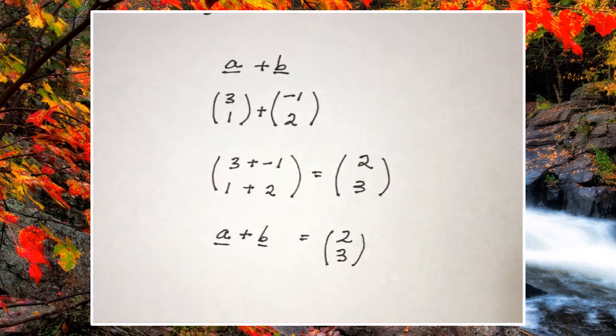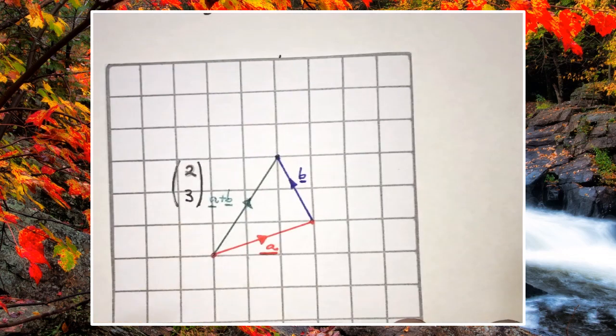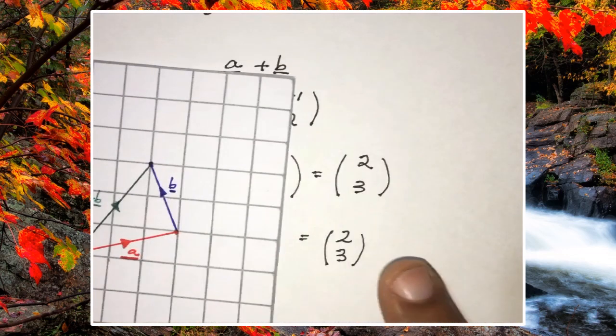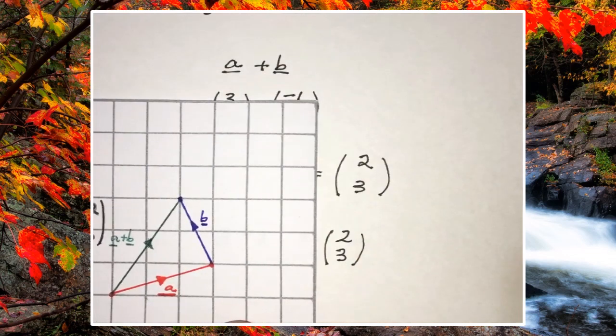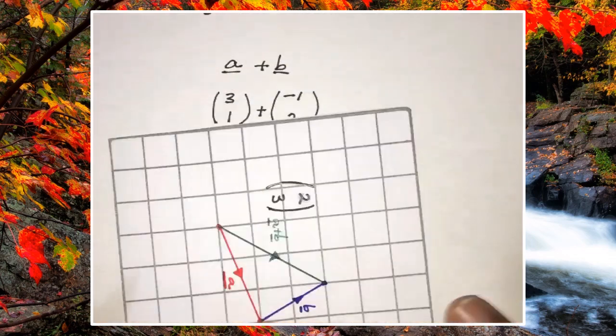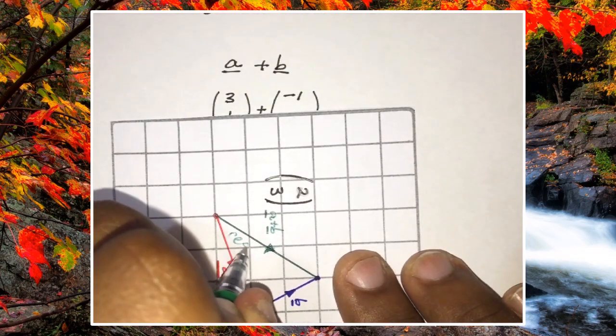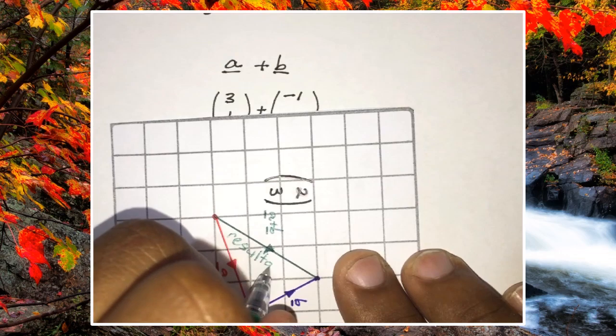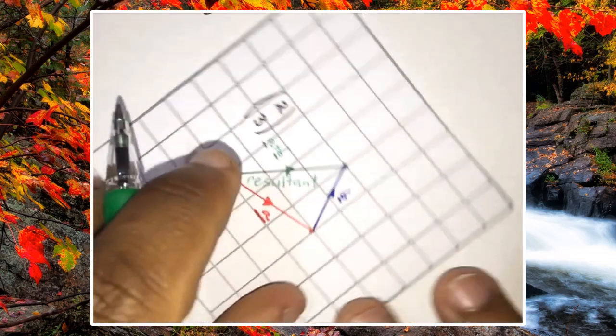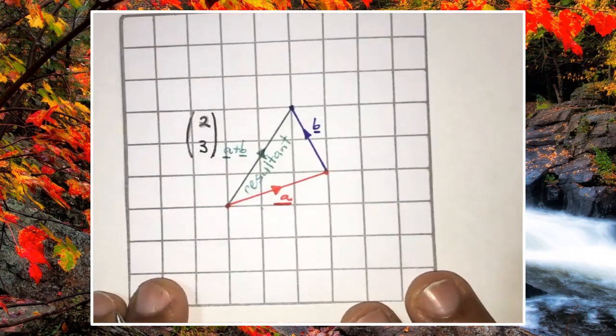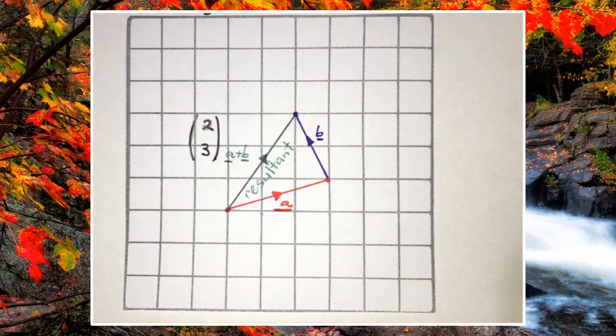Let's look at our diagram again to see if that was the result that we got. See there? 2, 3. 2, 3. And the reason why I keep stressing the word result is because that is actually what this vector is called. It's called the resultant vector. So the resultant vector is the result of adding two vectors. And if you can add two vectors, don't you think you can subtract two vectors too?